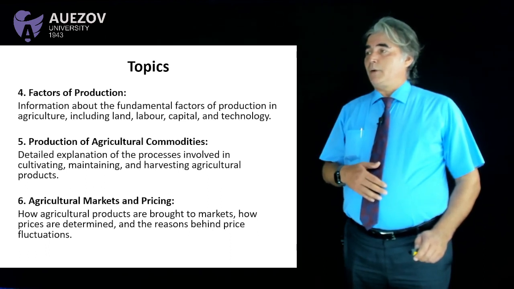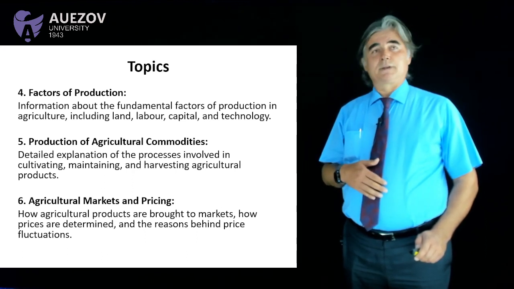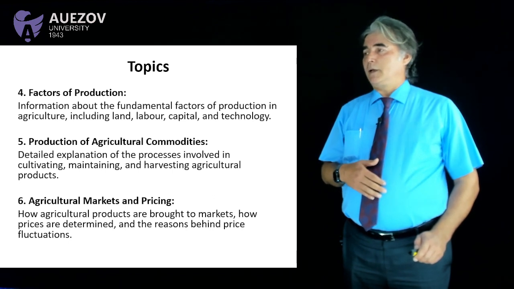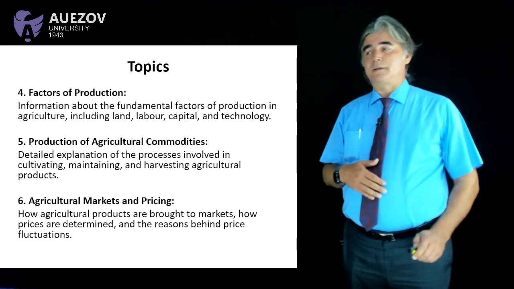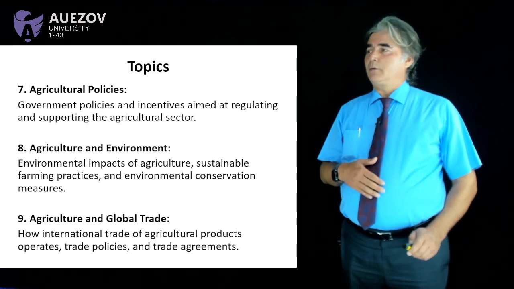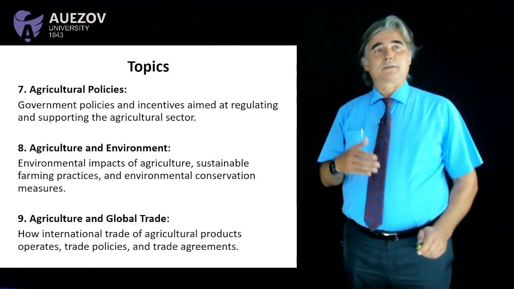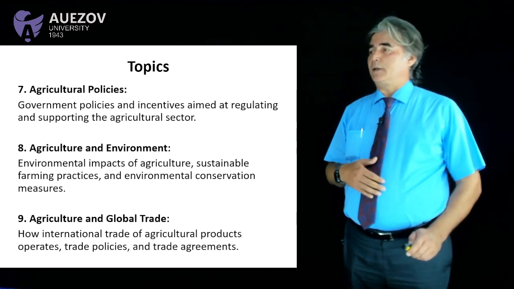We give a detailed explanation of the process involving cultivating, maintaining, and harvesting agriculture products, and we try to cover market pricing. We try to determine how prices happen and the reason behind the price fluctuation. And in general, the government uses policy in the agriculture sector. These policies and incentives aim at regulating and supporting the agriculture sector.